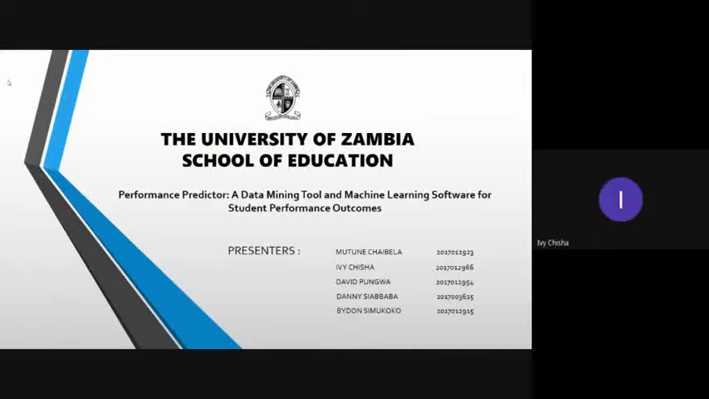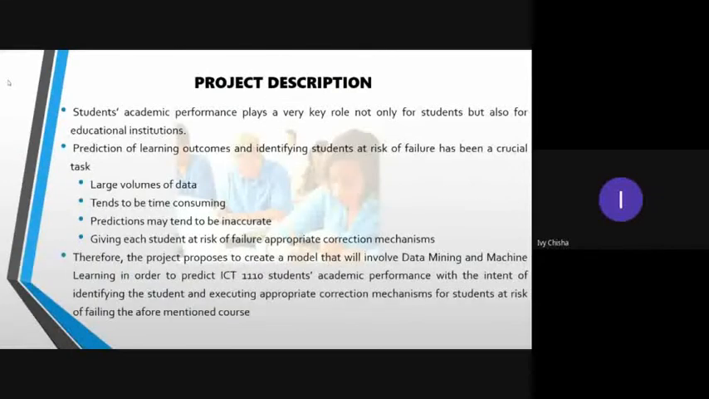Good morning, everyone. We are the ICT 4014 project team number one, presenting our project proposal titled Performance Predictor, a data mining tool and machine learning software for student performance outcomes. My name is Ivy Chisha, and presenting with me are Mutune Chaibela, David Pungwa, Danny Siababa, and Biden Simukoko. I'll begin by describing our project.